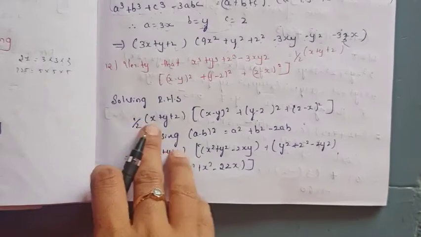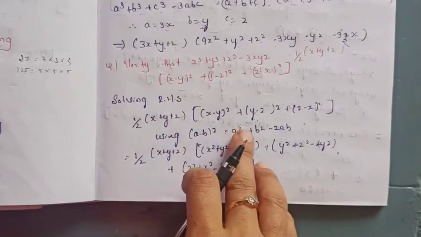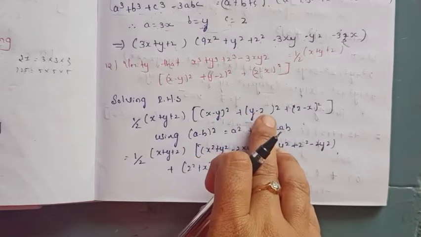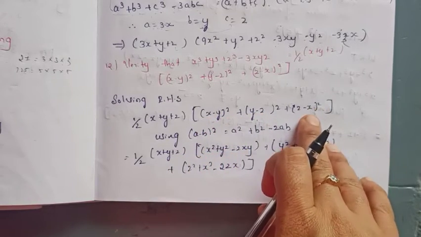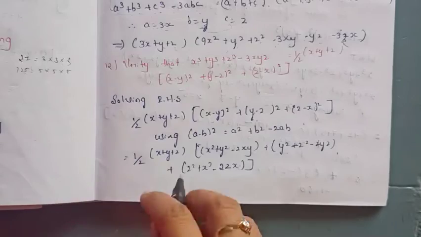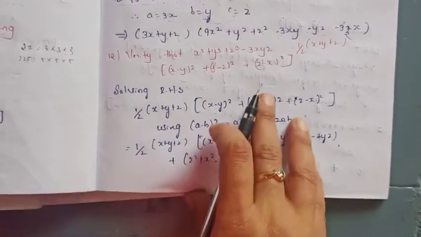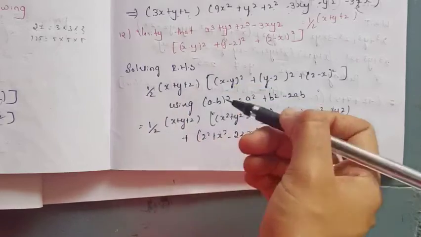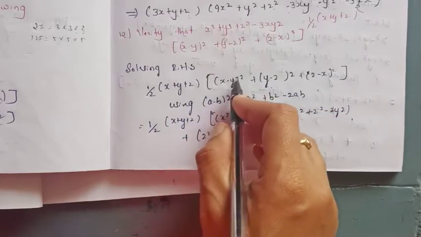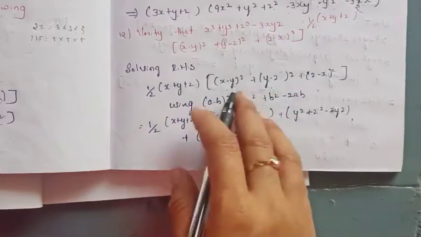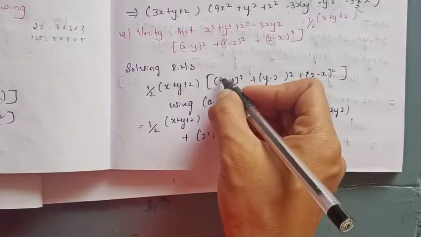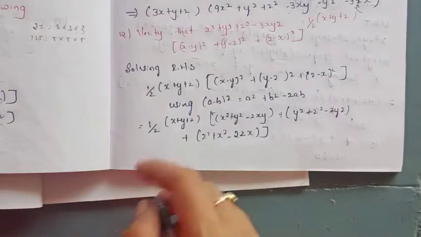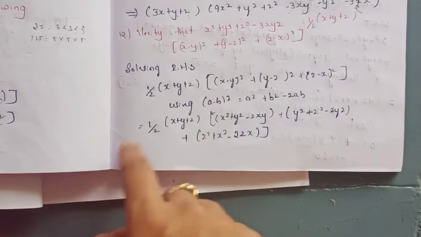Yes, RHS part, that is half into x plus y, my bracket of x minus y whole square plus y minus z whole square plus z minus x whole square, bracket close. And which formula? Keeping x plus y plus z as it is, and reducing these inner terms into a minus b whole square, meaning x minus y whole square is nothing but a minus b whole square, by applying that identity.